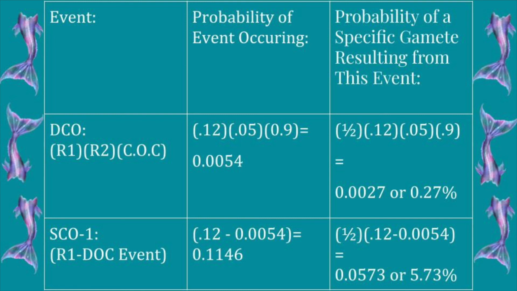To find the SCO-1 probability of the event occurring, you will subtract the probability of the DCO event occurring from the centimorgan value of region 1 on the genetic map. To find the probability of a specific gamete resulting from this event, you will simply multiply the probability of the event occurring by 1/2. This value should be multiplied by 100 to convert to a percentage.